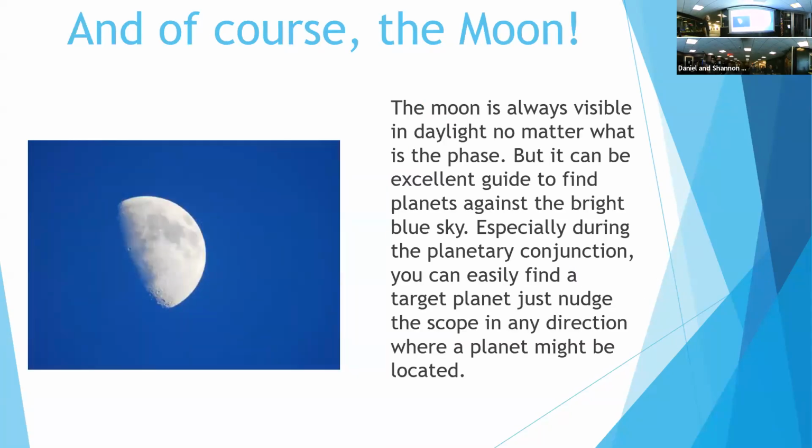And of course, you have the moon. Here's my decent shot, with the bluish tint here. The moon is always visible in daylight, no matter what its phase. It can be an excellent guide to find planets against the bright blue sky, especially if there's a planetary conjunction. If the moon is close enough to Venus, maybe even Mercury, Mars, Jupiter, or Saturn, you can easily target the planet by nudging the telescope in whichever direction the planet might be. It could be up here or there, so it's close enough. You're able to find the planet much more easily than if the planet just stands out alone in the sky.